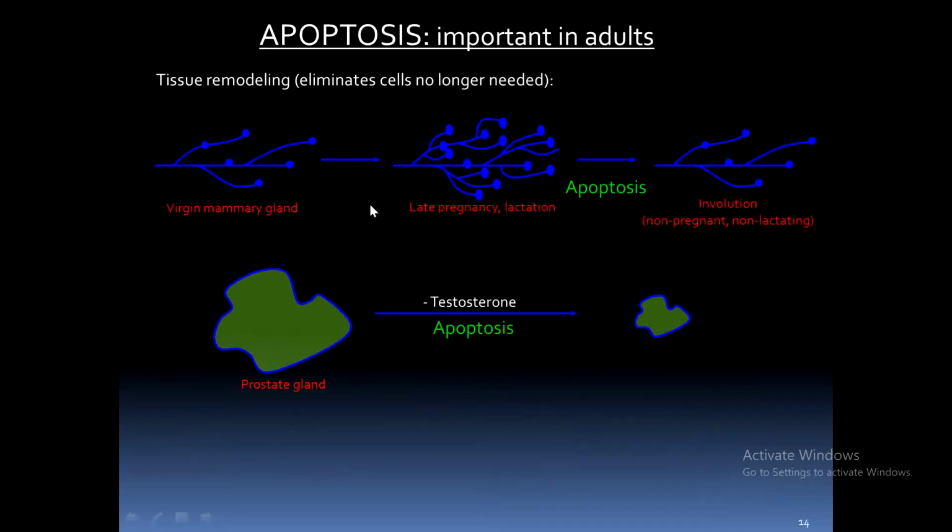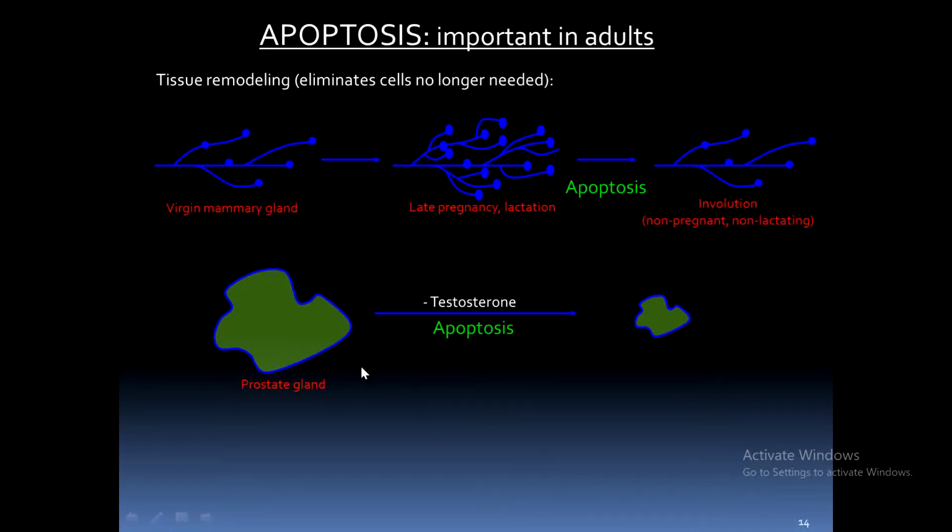Then again a simple example that I've just told you. This is your virgin mammary gland, and in pregnancy or lactation, here you can see that the mammary gland has increased in size. Now after lactation has stopped, or involution in a non-pregnant or non-lactating woman, it has to go back to its normal size. So this is going to be achieved by the process of apoptosis.